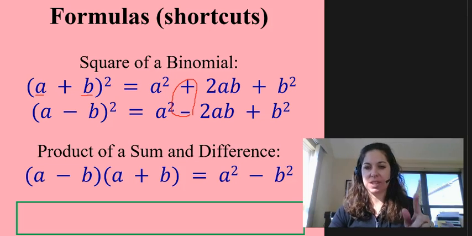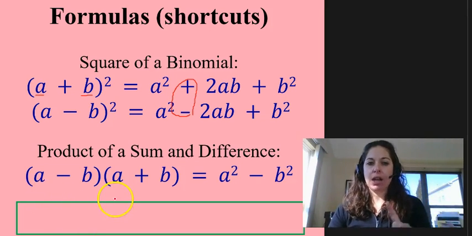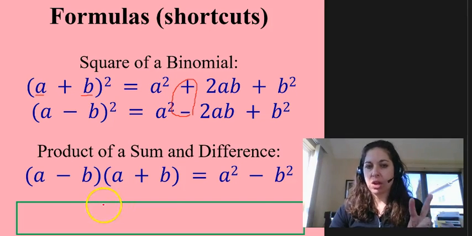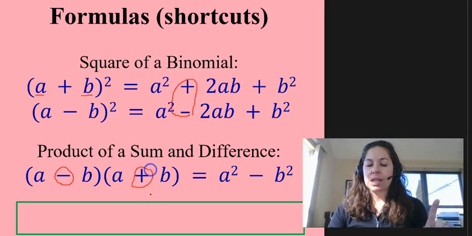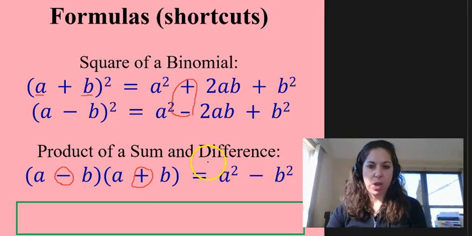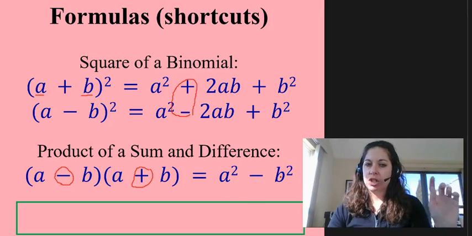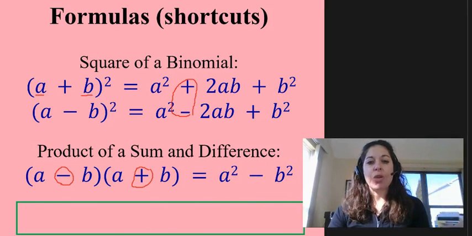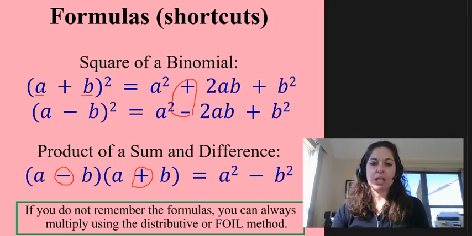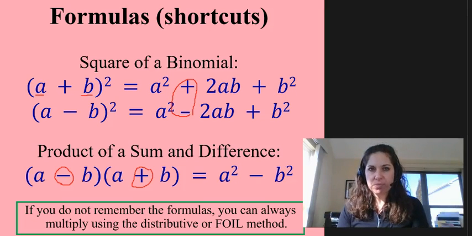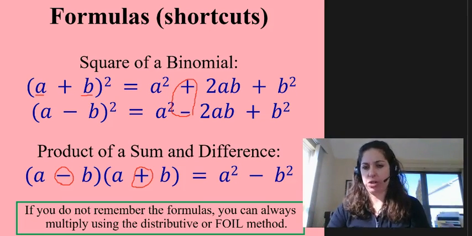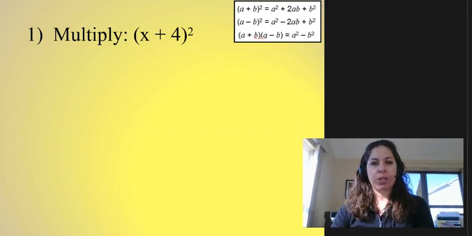If you have a product of a sum and a difference, so again, our A and our B, our two terms inside those parentheses, are the same. The only difference is in our parentheses, one is a subtraction, one is an addition. Again, we have a shortcut, A squared minus B squared. Just determine A and B, plug it in. Now, the really nice thing about these shortcuts is if you don't remember, that's okay. You can just go ahead and multiply using that distributive or FOIL method, and you're still going to get the same answer. The shortcut just lets you skip a few steps to go straight to the answer. That's the only difference. So let's look at some examples.